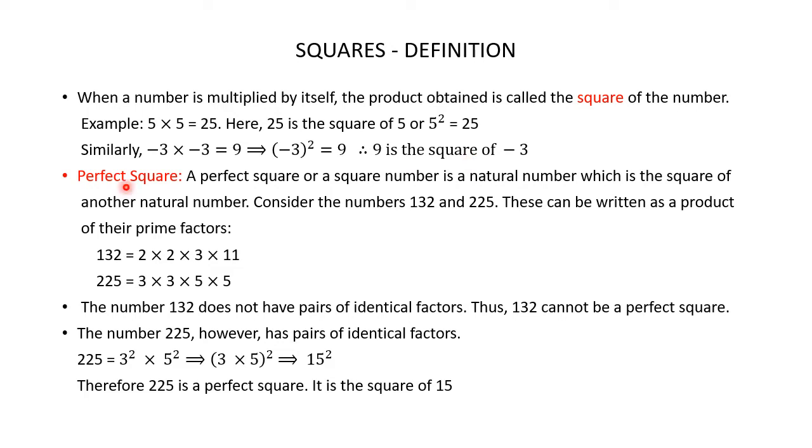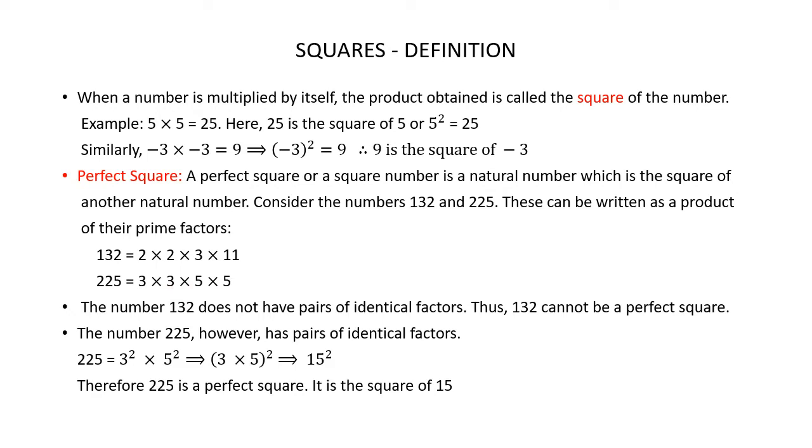What is a perfect square? A perfect square or a square number is a natural number which is the square of another natural number. A perfect square is the square of another number. Consider the numbers 132 and 225. These can be written as a product of their prime factors. 132 can be written as 2 multiplied by 2 multiplied by 3 multiplied by 11. 225 can be written as 3 multiplied by 3 multiplied by 5 multiplied by 5.